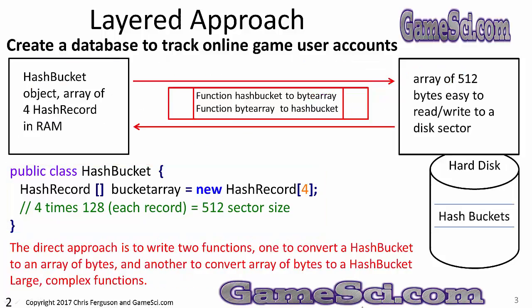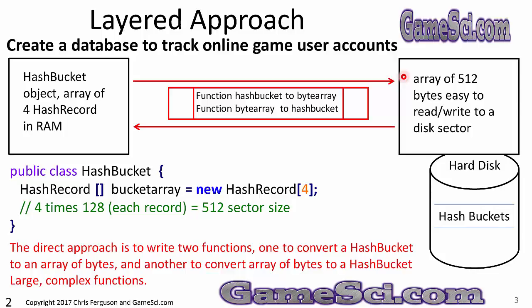The direct approach is to write 2 functions. One function to convert a hash bucket into an array of bytes, and another to convert an array of bytes to a hash bucket. So here's my hash bucket in RAM. It's an array of 4 hash record objects in RAM. I can write a function to go straight from my 4 hash records into an array of 512 bytes. That's for writing to the disk.